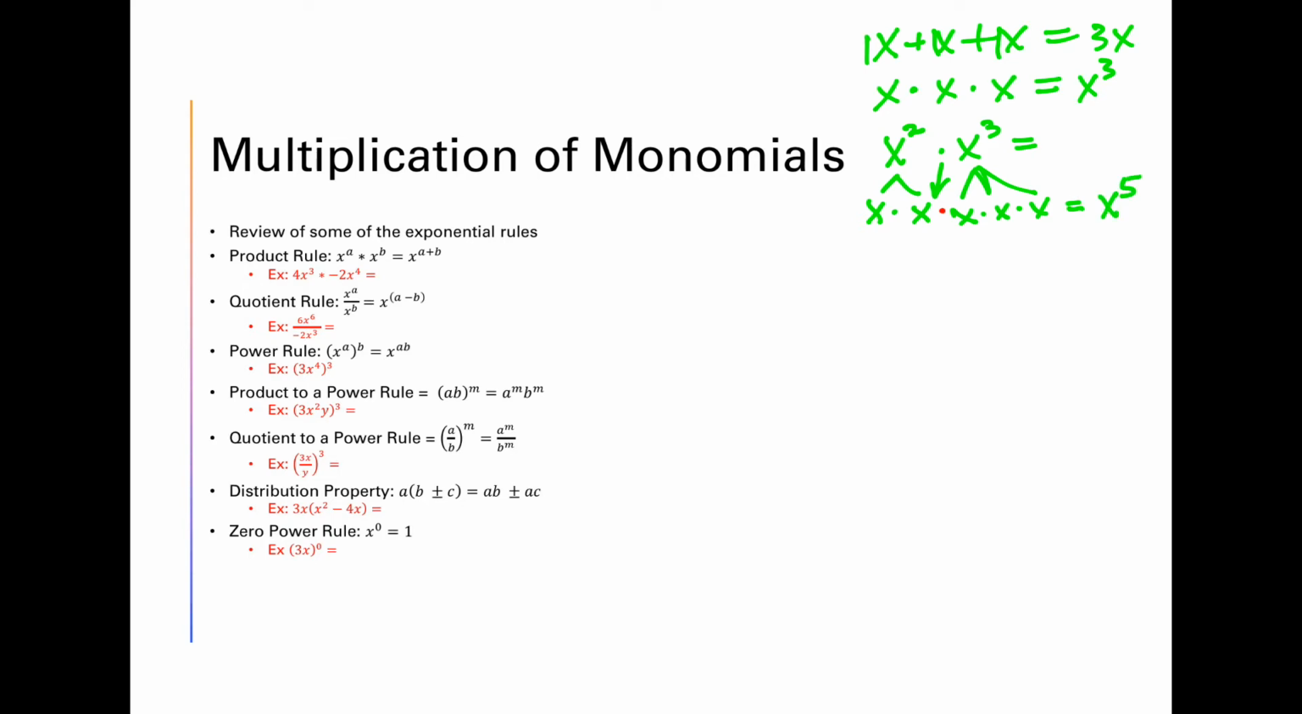So notice that x to the fifth is really just the sum of 2 and 3. By adding up the exponents, we're adding up how many multiplications really are occurring total. So that's the idea here. Between x to the a times x to the b equals x to the a plus b.